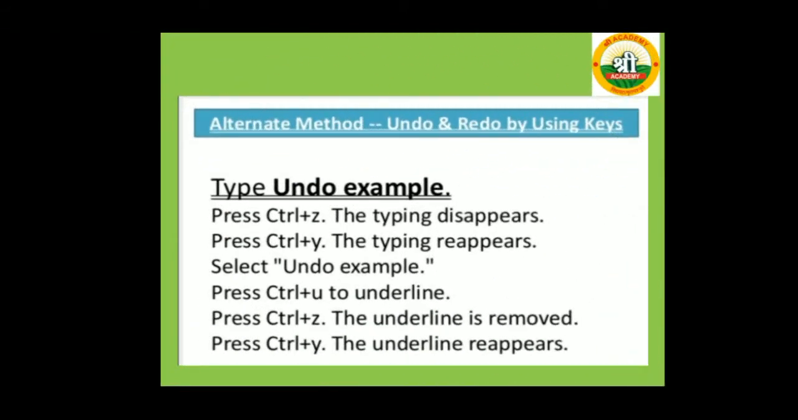Some alternate methods use undo and redo commands by using the keyboard. Control plus Z, the typing disappears. This is the undo command. Control plus Y, the typing reappears. This is the redo command. Select an example, press Control plus U to underline, one of the important shortcut keys used in MS Word. Control plus U underlines the word. Control plus Z, the underline is removed. Control plus Y, the underline reappears.